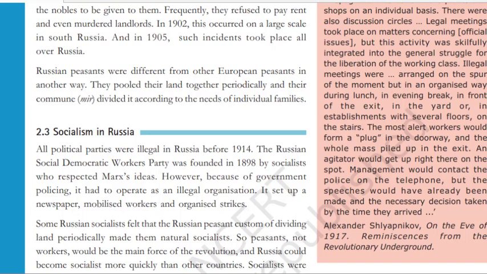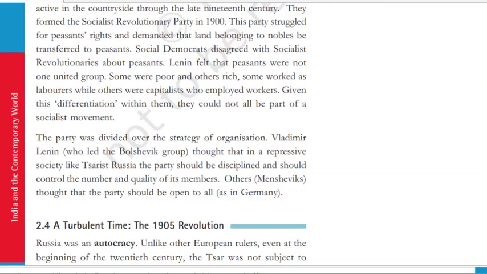Some Russian socialists felt that the Russian peasant custom of dividing land periodically made them natural socialists. So peasants, not workers, would be the main force of the revolution, and Russia could become socialist more quickly than other countries. Socialists were active in the countryside through the late 19th century. They formed the Socialist Revolutionary Party in 1900. This party struggled for peasants' rights and demanded that land belonging to nobles be transferred to peasants.